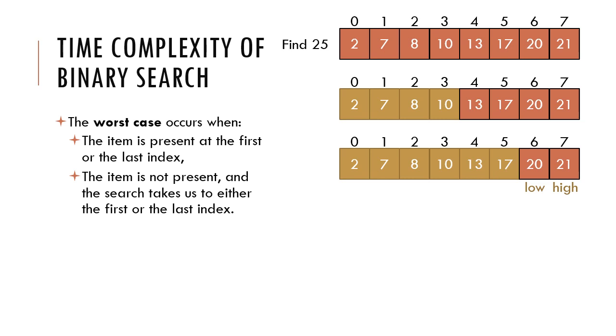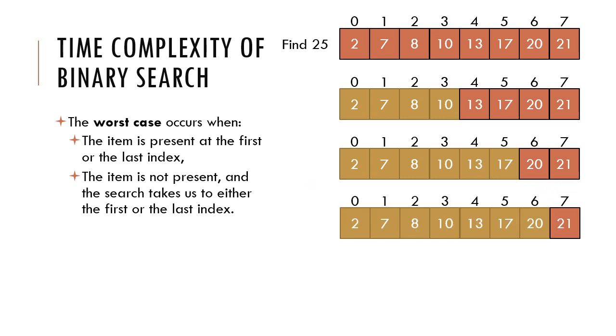And since low is less than or equal to high, I compute mid, which comes out to be 6. I compare 25 and 20. 25 is greater than 20, so I shift my focus to the right of 20. And this happens. High and low are at the same place. Low is less than or equal to high. I calculate mid, which comes out to be 7 too.